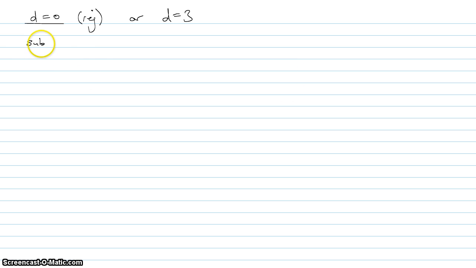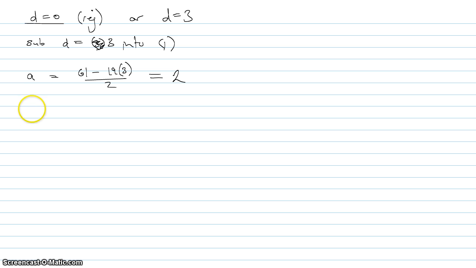So we substitute d equals 3 back into equation 1. And that tells us that a is going to be 61 minus 19 times 3 all over 2. And that means that a is going to be equal to 2. So the first term of our AP is 2, and our common difference for this AP is 3.